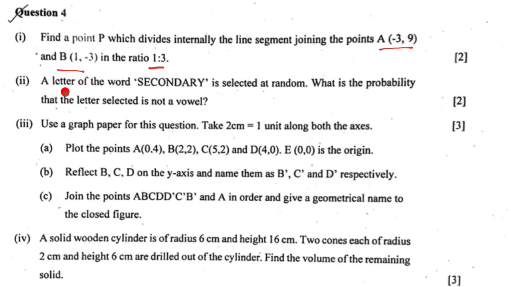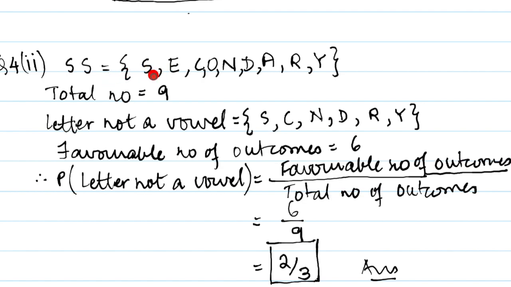Question 4, second part. The letter of the word secondary is selected at random. What is the probability that the letter selected is not a vowel? Not a vowel means consonant. Okay, so let's write the steps because it's for 2 marks. You can again do this mentally, but for 2 marks we need to write the steps. So secondary, we write the solution set with S, E, C, like that, all the letters. So the total numbers count 1, 2, 3, 4, 5, 6, 7, 8, 9. So we write that it is 9.